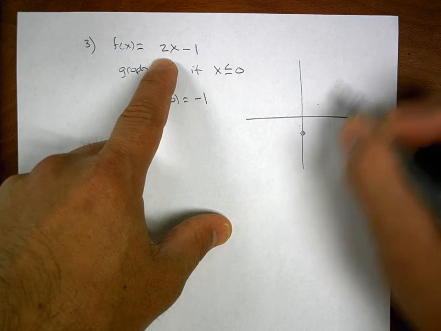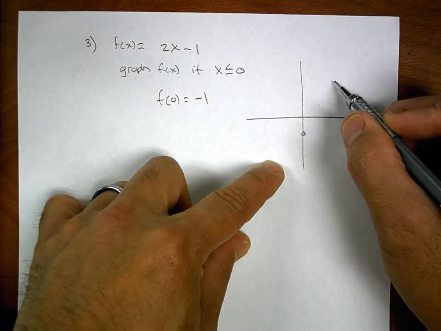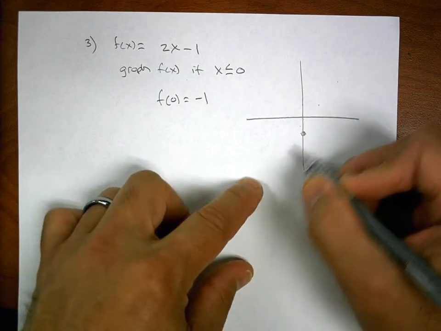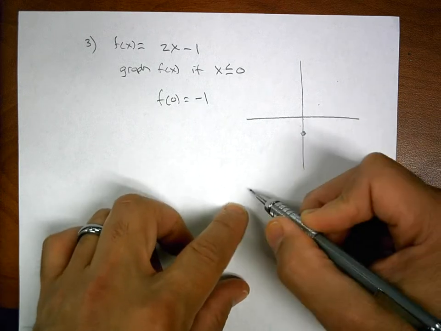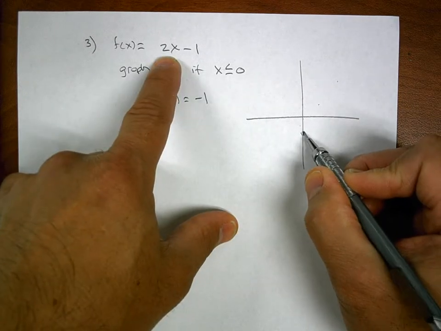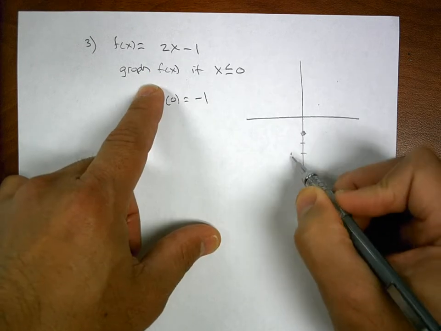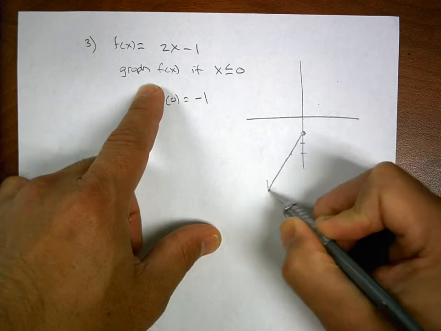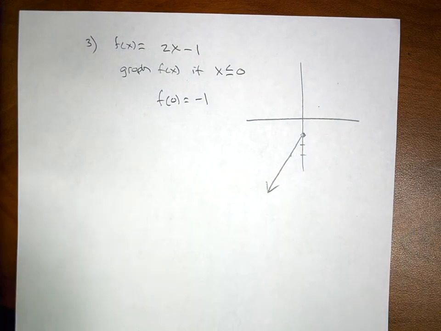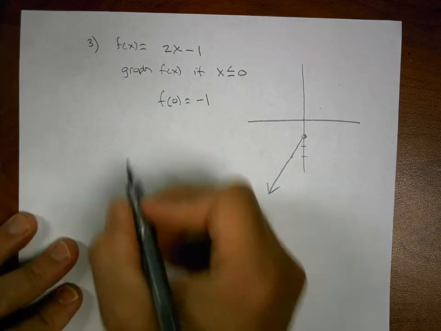What's wrong with that? I don't want to see it over here. Not a big deal, because the line goes on forever in both directions. So it's going to go this way. So if we want to do this somewhat accurately, we go down 2, left 1. So it's like this. And there's our graph. That's it. Just going to make sure we have the right side. All right? Okay, domain, range.